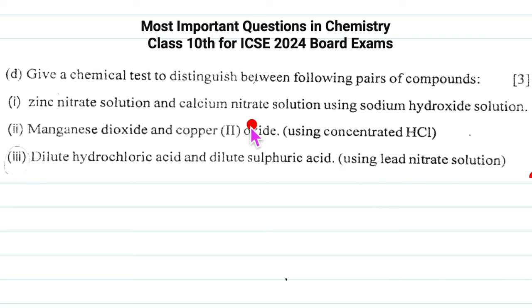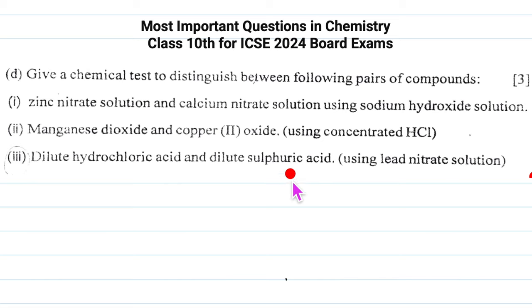Now, supposing they did not tell you to use sodium hydroxide solution, for zinc and calcium you could have used ammonium hydroxide solution where calcium would not give any precipitate, but zinc will give gelatinous white precipitate. But here they have given sodium hydroxide, so we'll write with that. The second one is manganese dioxide and copper 2 oxide. Here it's very simple, you have to use concentrated hydrochloric acid. There is no choice about that. But for the third one, if they did not tell you lead nitrate solution, then you could have used barium chloride solution to distinguish between these two. Barium chloride, because hydrochloric acid will not react with it, will show no change. But barium chloride with sulfuric acid will give BaSO4, which is an insoluble precipitate.